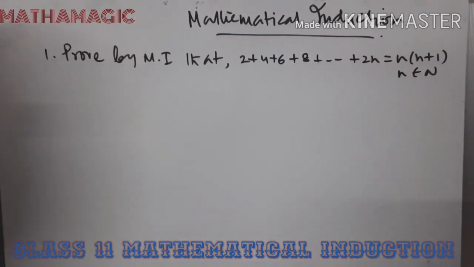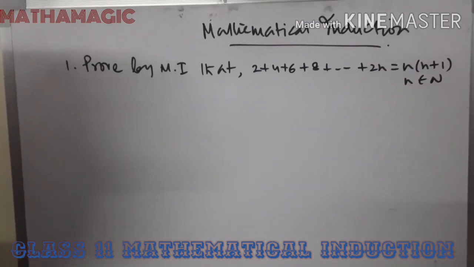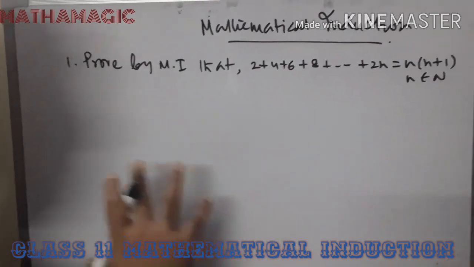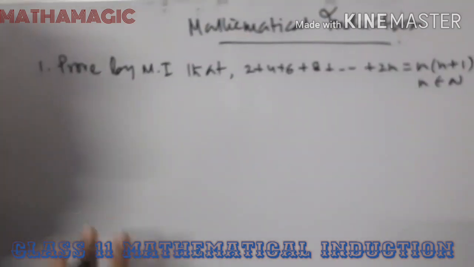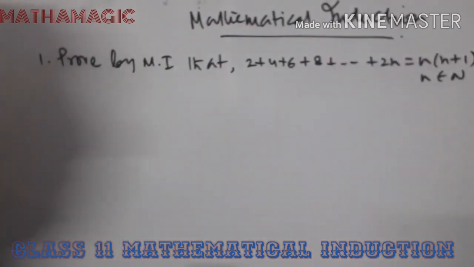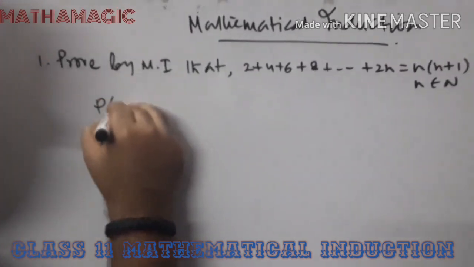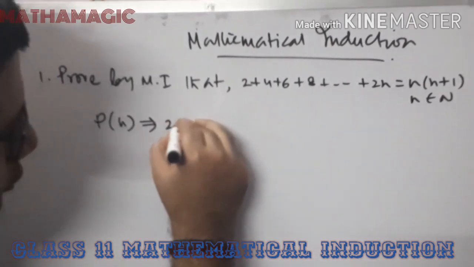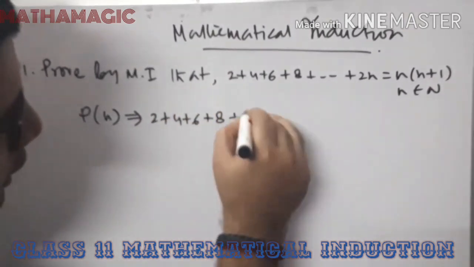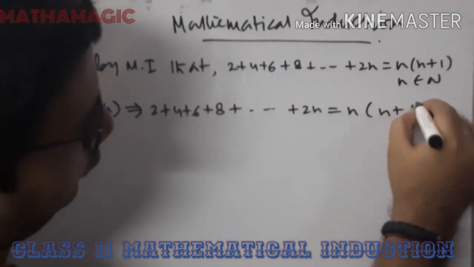In order to prove that, we have already mentioned that in mathematical induction we will take help of 3 steps. In the first problem I will mention all the steps in detail and write the procedure and the lines which you need to write for every sum. So try to remember those and try to understand the concept. First of all we will generalize this as P of n. That is step 1. P of n implies that 2 plus 4 plus 6, that is the given series up to 2n, equals n into n plus 1.